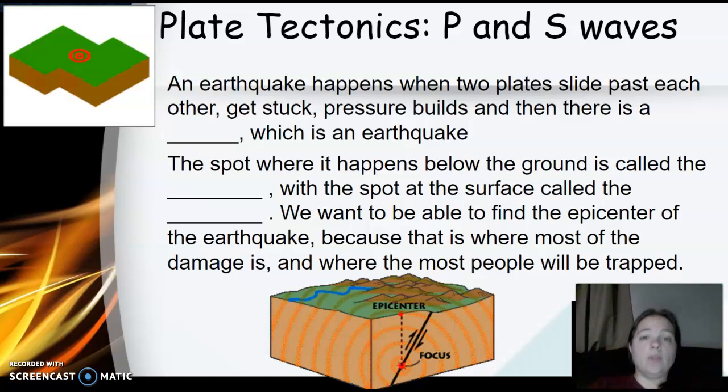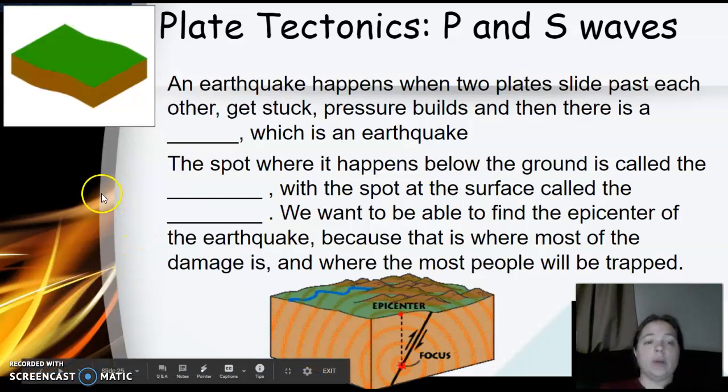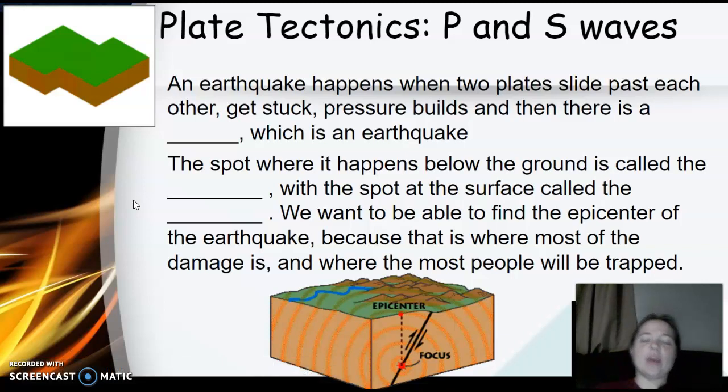Okay, so I gave you a copy of the notes. All you have to do is type in this one. So an earthquake happens. We're looking at S and P waves, by the way. An earthquake happens when two plates slide past each other, get stuck, pressure builds, and there is a pop, which is an earthquake. And you can see that right here. So it's pushing, pressure, pressure, pressure, pressure. Finally, it pops. And that's when you get the really, really big earthquakes.